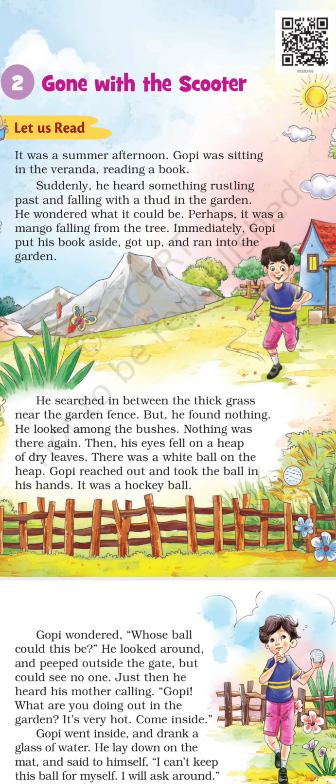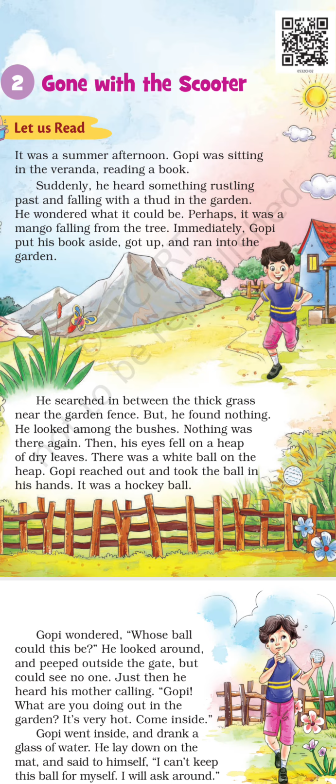Rustling means, when dry leaves are there, some plants have grown old and become dry, so when something falls in that, there will be some sound. Something walks in that, we call that a rustling sound. And there was a thud. Thud means the sound was very loud. Something fell in the garden.